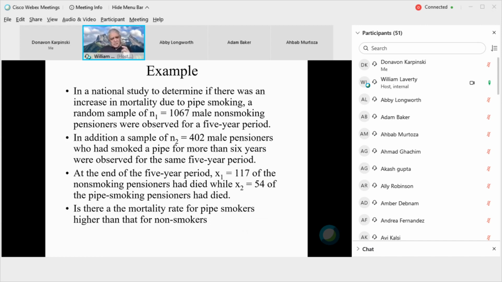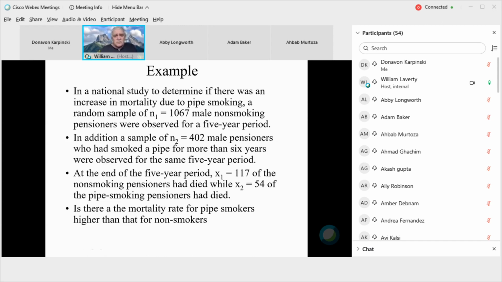Here's an example. In this study, done several years ago, one was interested in whether pipe smokers had a higher death rate than non-smokers. We know that cigarette smokers have a much higher death rate than non-smokers. Now we're doing the same thing for pipe smoking. There were 1,067 non-smoking male pensioners who never smoked, and 402 male pensioners who smoked a pipe for more than 6 years. Both of those groups were observed for 5 years, and the number of deaths that occurred was counted: 117 in the non-smoking group, 54 in the pipe smoking group.